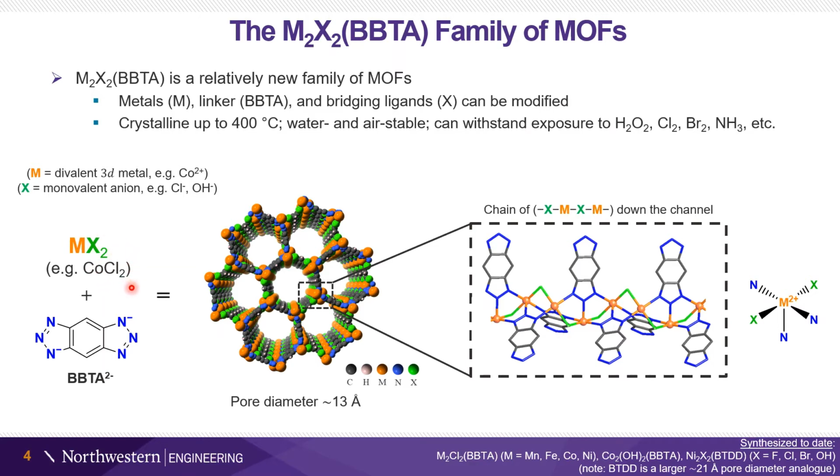A wide assortment of different monovalent anions have been used to make this MOF to date. What is really interesting about this material is you can tune not just the metal center or functionalize the linker, but you can also tune that first coordination sphere by modifying out those different bridging ligands. And this is what I want to discuss today: what is the effect of that first coordination sphere on the electronic properties of the metal center, and how does that influence the catalytic reactivity for converting methane to more valuable products?